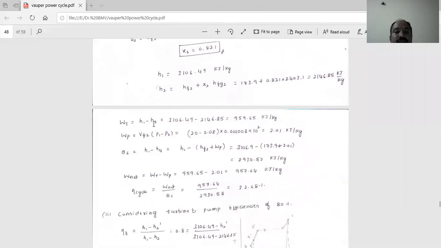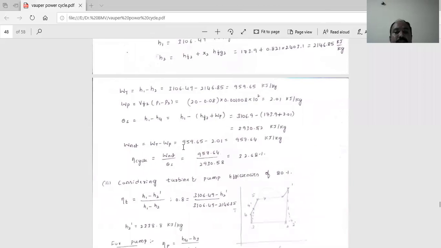Then WT is equal to H1 minus H2. It becomes 959.65 kilojoules per kg. Then WP is equal to Vf2 into P1 minus P2, which gives 2.01 kilojoules per kg. Heat supplied is equal to H1 minus H4, which is H1 minus Hf2 plus WP. It becomes 2930.52 kilojoules per kg. W net is WT minus WP. It becomes 957.64 kilojoules per kg. Cycle efficiency is equal to W net divided by heat supplied. It becomes 32.68% for the ideal condition.